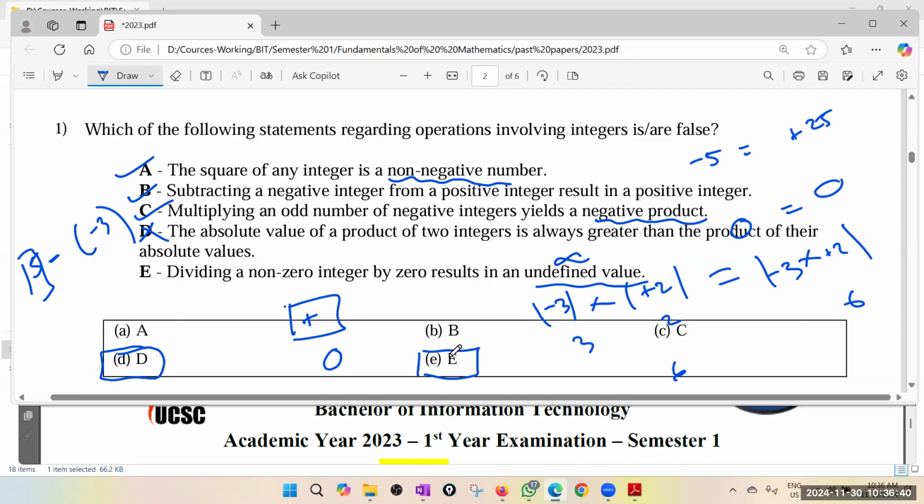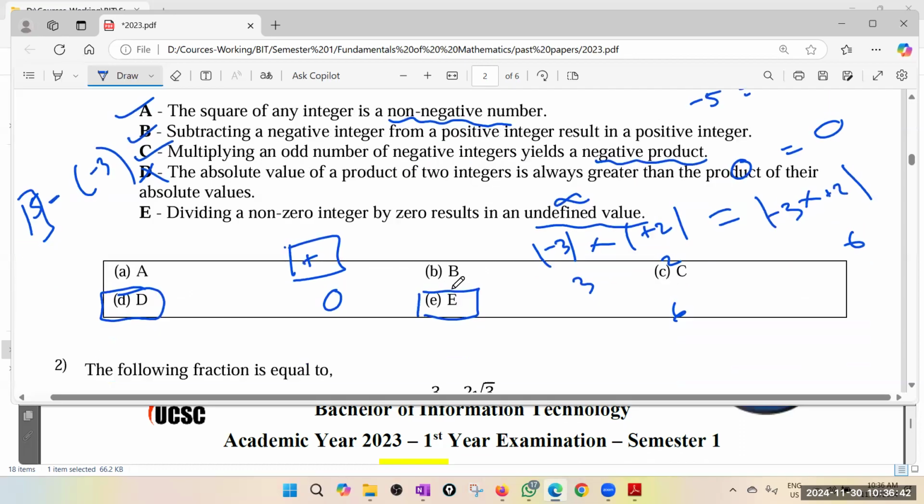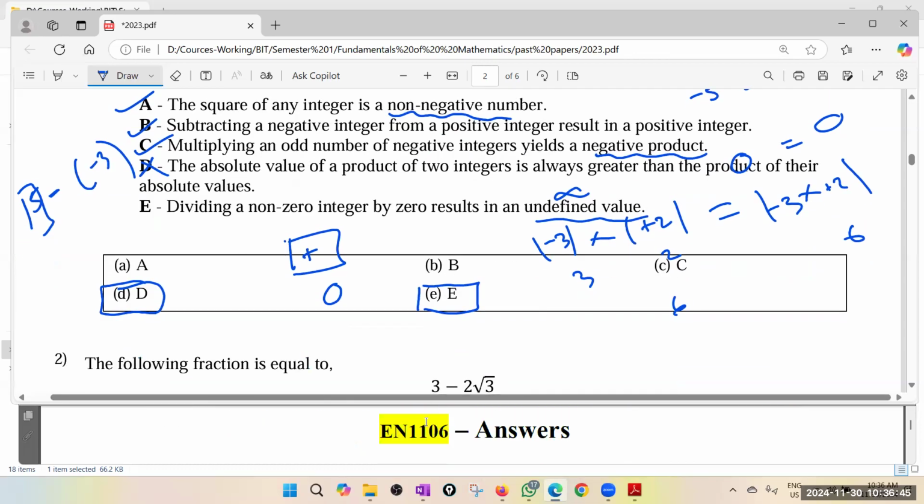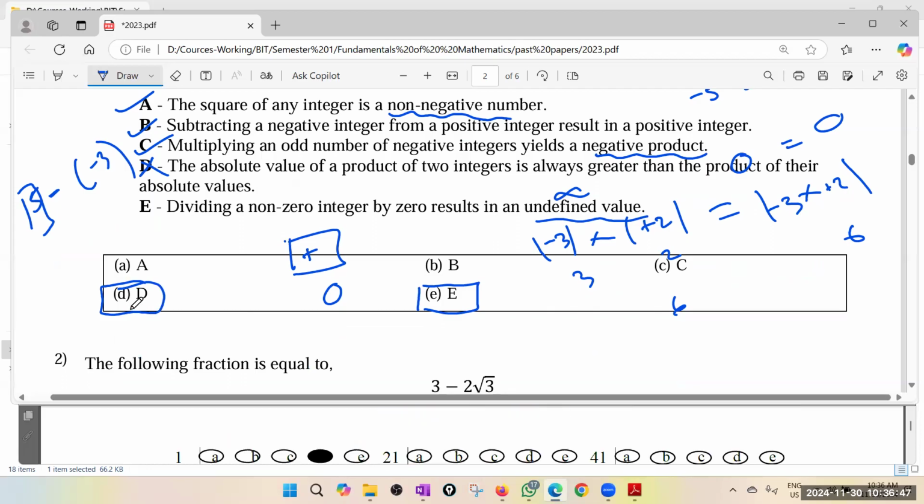Okay. I'll go for D and E. What is the examiner's answer? Right, the examiner has taken only D. That means I get only +3 out of 4. Right? Because this is not really undefined, rather infinity.